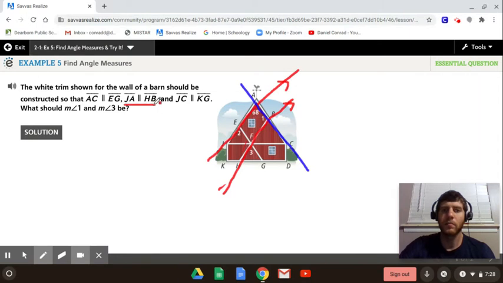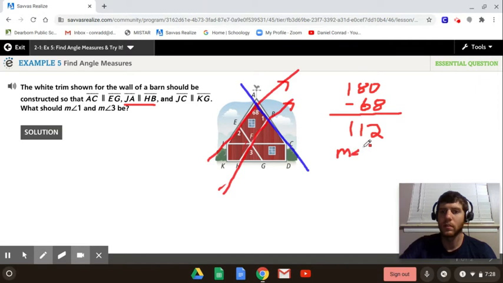So since our lines are parallel, our same side interior angles are going to be supplementary. So they're going to add up to 180. So we can do 180 minus 68, which is going to give us 112 degrees. So the measure of angle 1 is going to be 112 degrees. Same side interior, supplementary, so that's 112.